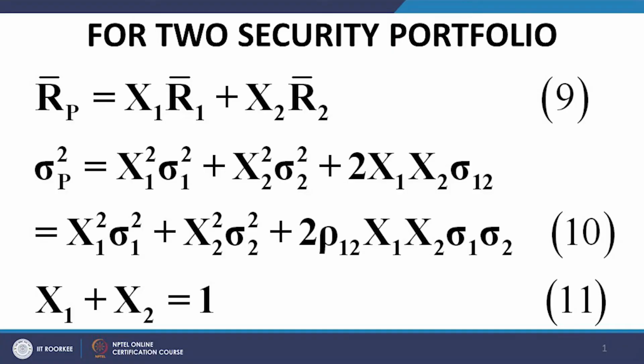The expressions for the mean and the variance, the expected return and the variance of the 2 security portfolio, simplify considerably, and they are given by equation number 9 and equation number 10. The expected return is given by equation number 9, and the variance of a 2 security portfolio is given by expression 10, where in the first of equation 10 we have the covariance sigma 1 2, and in the second of equation 10 we replace the covariance sigma 1 2 by rho 1 2 sigma 1 sigma 2, where rho 1 2 is the correlation coefficient between the 2 securities 1 and 2.